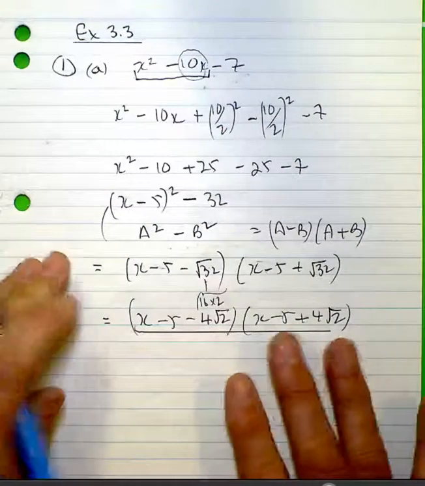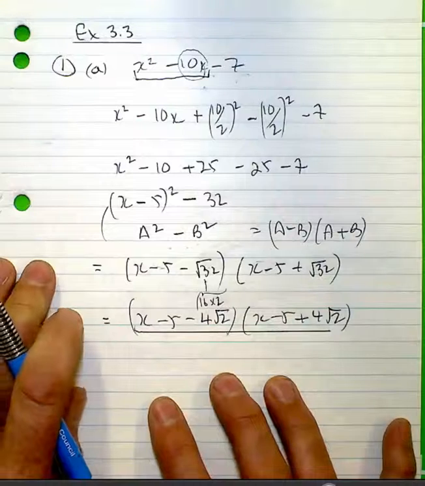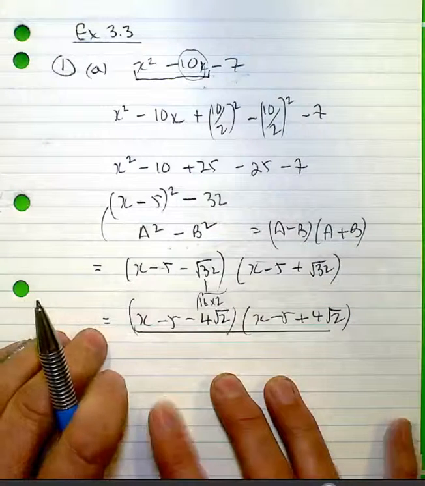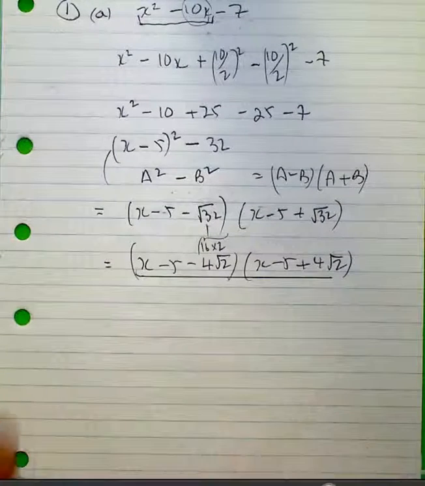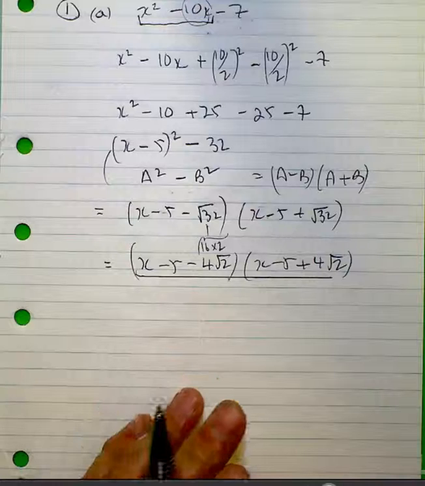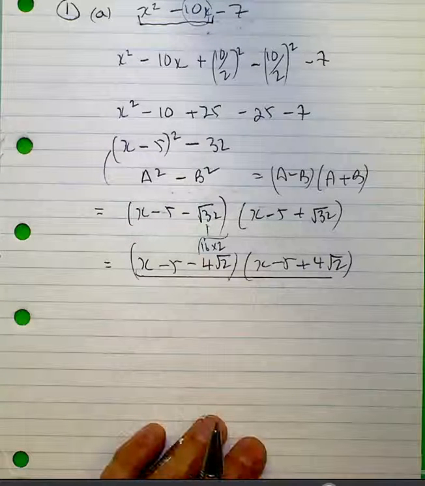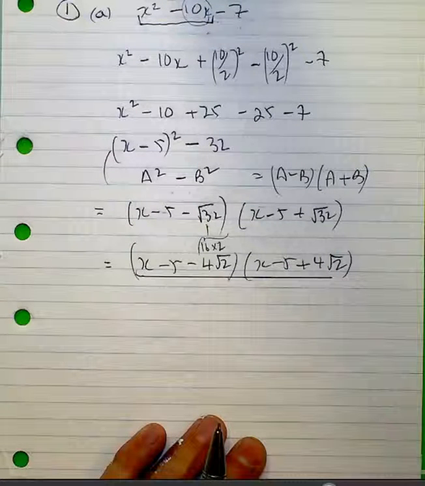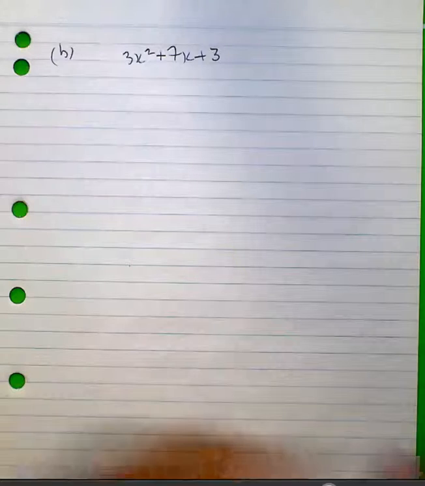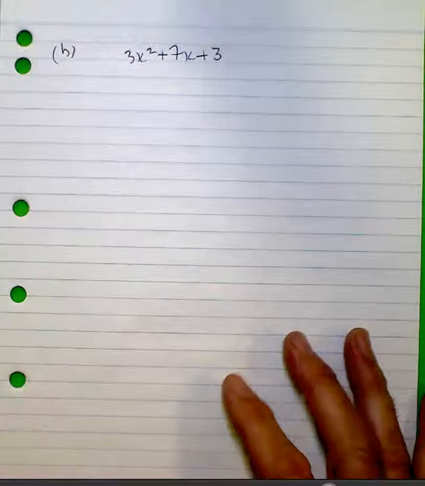And I'll be working through the rest of the questions set along these lines. Now please get used to the completing the square method. It will come in very, very handy as we work through the rest of this particular unit. Now B's a fair bit messier, I'm afraid.